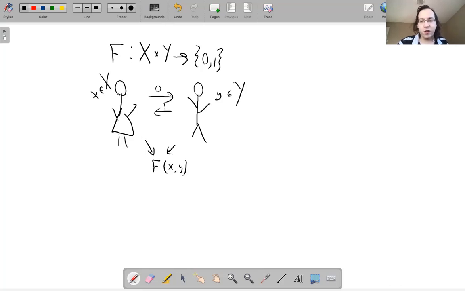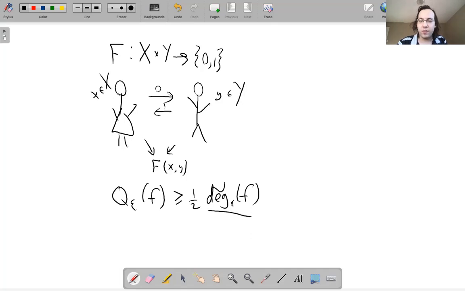For a Boolean function, we had this polynomial method. We were able to show that Q epsilon of f, for a Boolean function little f, is at least a half of the approximate degree with error epsilon of f. And then lower bounding this approximate degree is a way to lower bound quantum query complexity. This was called the polynomial method. So that's in query complexity.